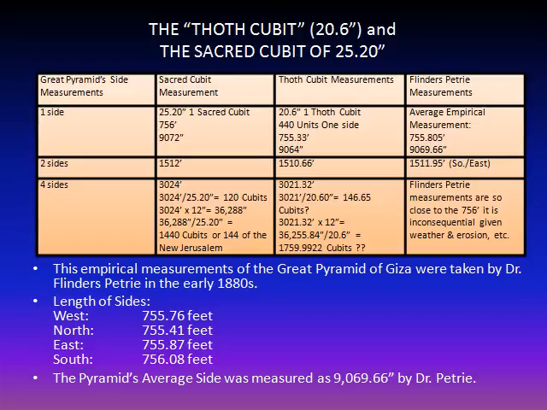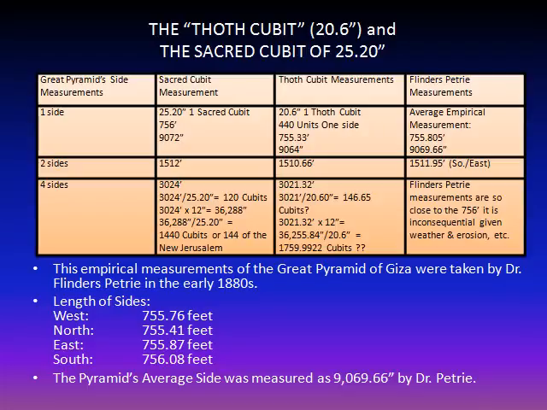Now, on one side of the Great Pyramid, by using the sacred cubit measurement, looking at the chart, we find the 25.20 inch one sacred cubit will give us 756 linear feet, or 9,072 linear inches. By the use of the Toth cubit, we measure 440 units on one side, giving us 755.33 linear feet, or 9,064 linear inches. Not much different, but substantially much, as you'll see.